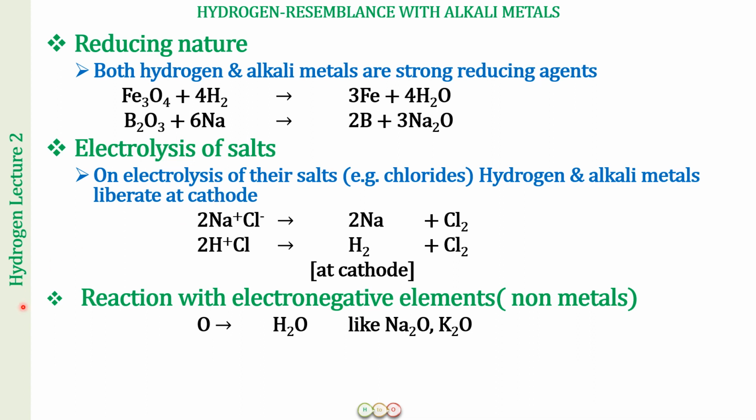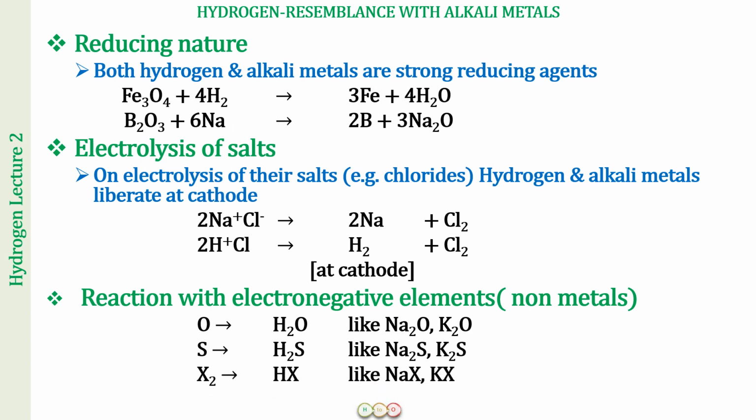With oxygen, you can see that hydrogen is going to react to form H2O. Similar to this, the alkali metals form Na2O, K2O. Fine. So next we see the reaction with sulfur. With sulfur, hydrogen forms the corresponding sulfide H2S. Similar to this, the alkali metals will be forming the sulfides Na2S, K2S.